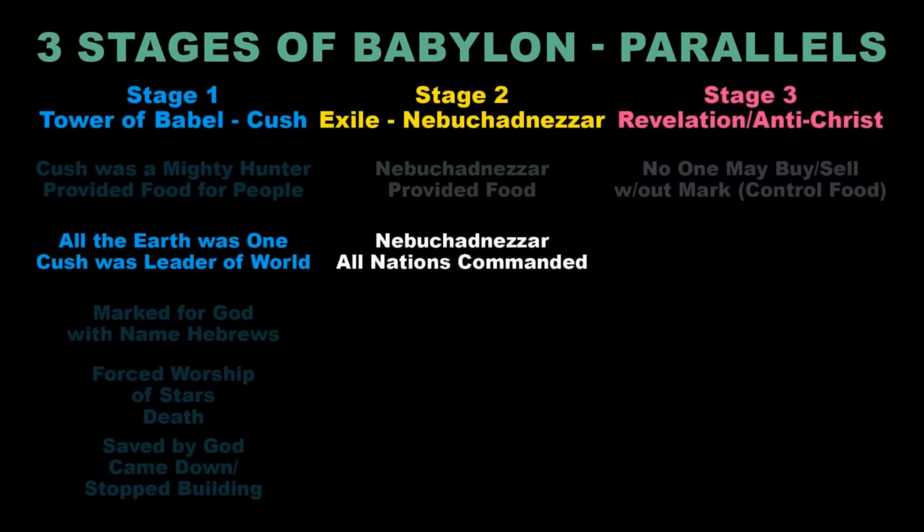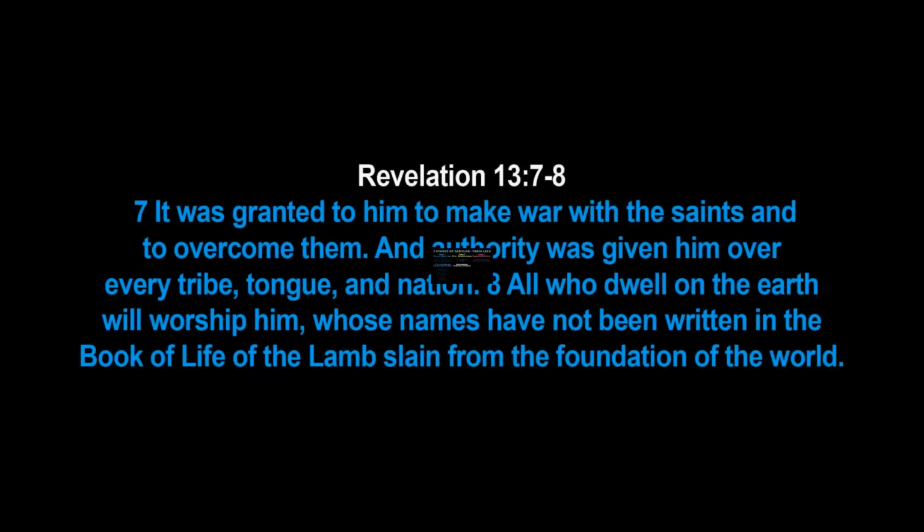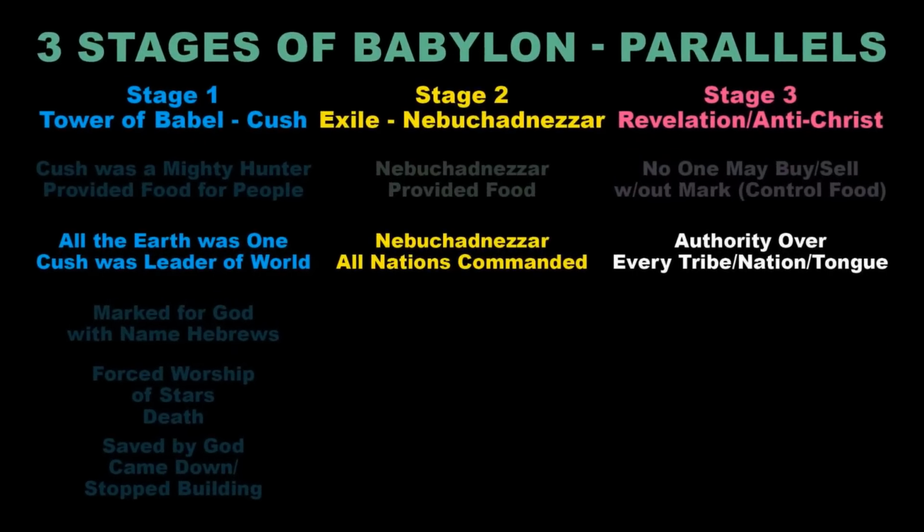We come back to the parallels and see that Nebuchadnezzar commanded all the nations, just like Cush. Now let's go to the book of Revelation and see how it describes the first beast in chapter 13: "And authority was given him over every tribe, tongue, and nation." You think this language about every tribe, tongue, and nation is an accident? I don't. We'll put this back into the parallels and see how Cush, Nebuchadnezzar, and the beast all had or will have authority over every nation, tribe, and tongue. And the parallels connect again.